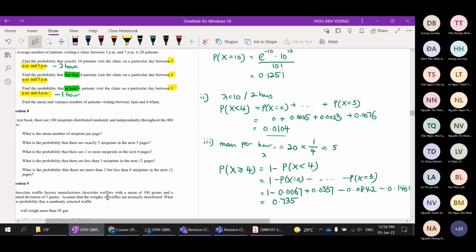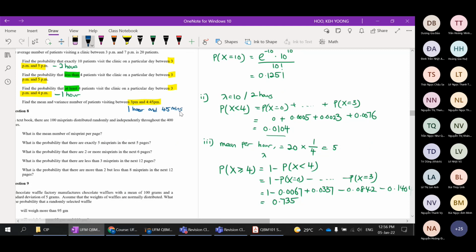Okay, the last question. Find the mean and variance of the number of patients visiting between the time period 3 and 4:45 p.m. So this one is not just in hours, but we have minutes as well. 4:45. So the duration here is what? 1 hour and 45 minutes.